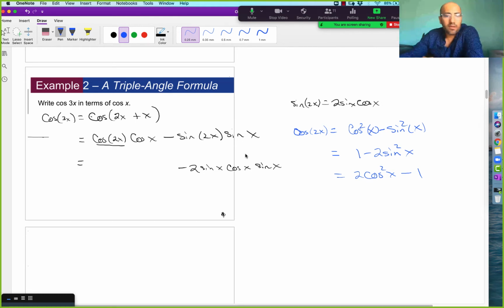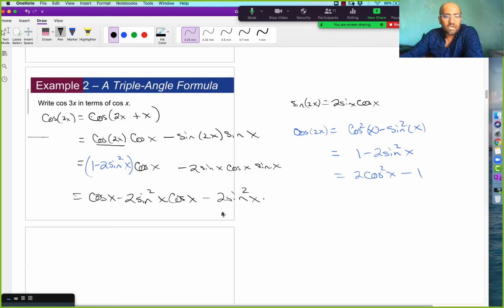So let's see. I don't know, let's just try 1 minus 2 sine squared x, and then we end up with cosine of x. So this would distribute into cosine x minus 2 sine squared x cosine x, and minus 2 sine x times sine x gives you sine x squared, cosine x.